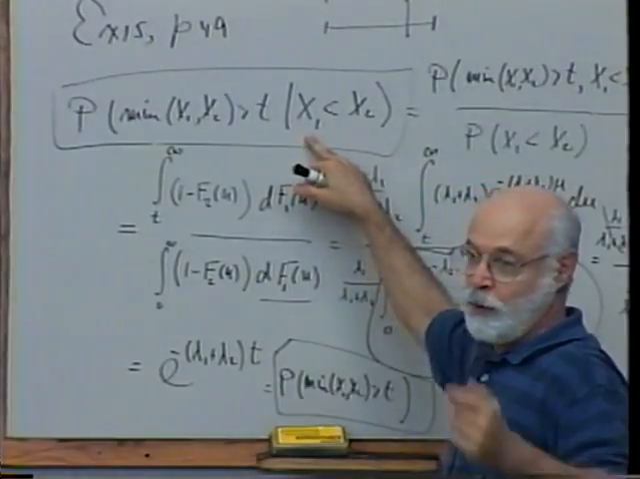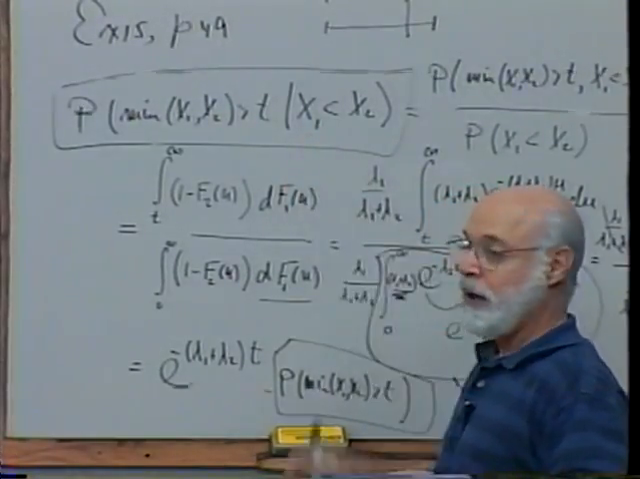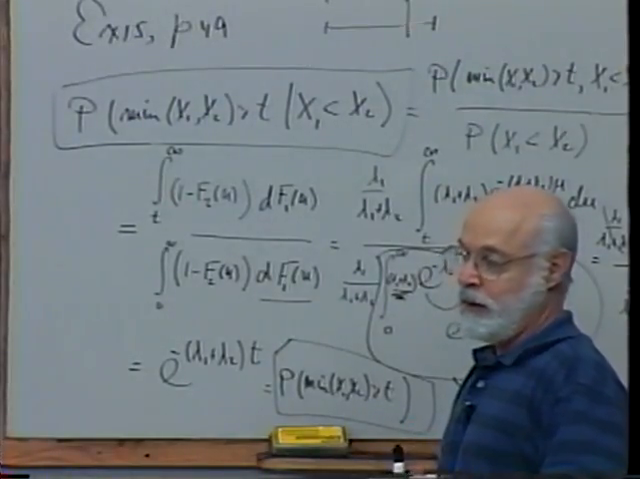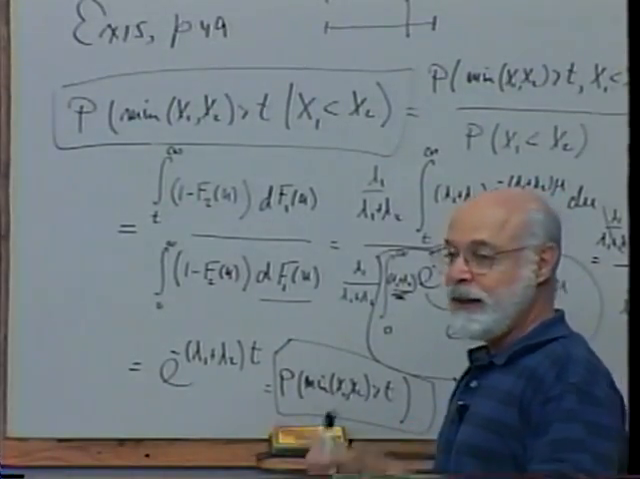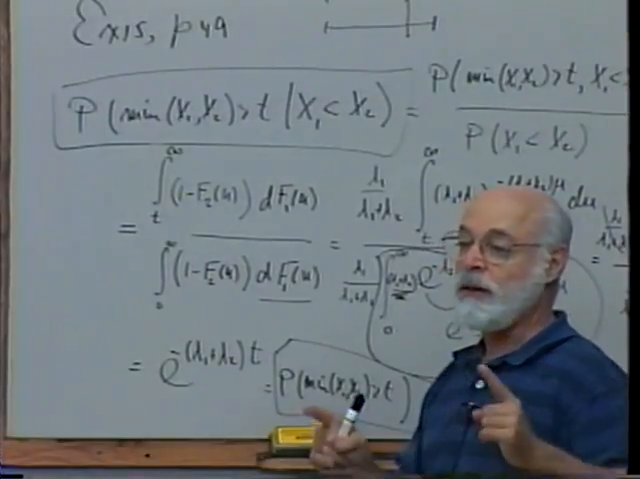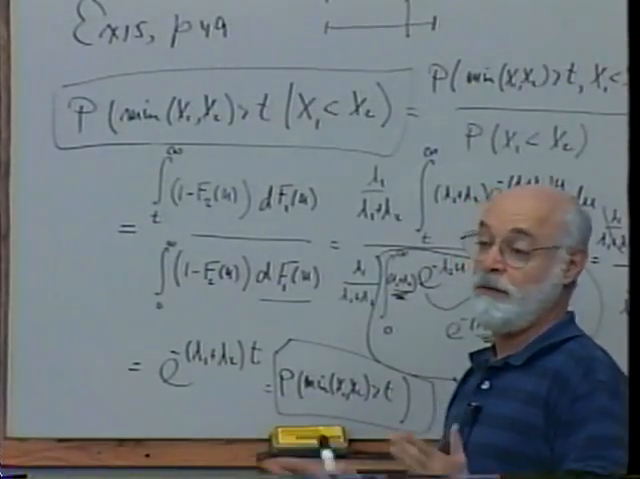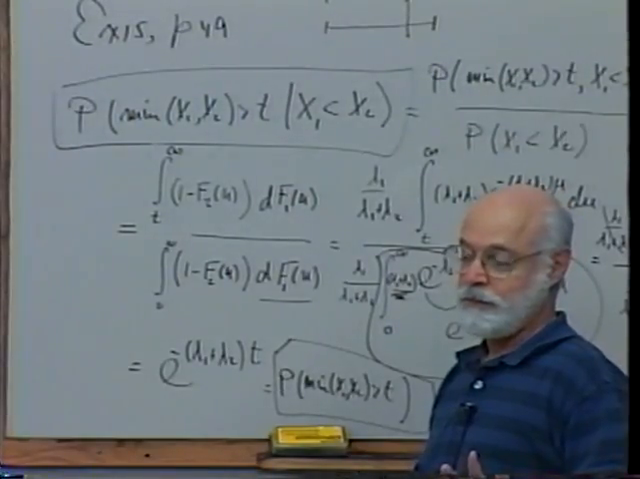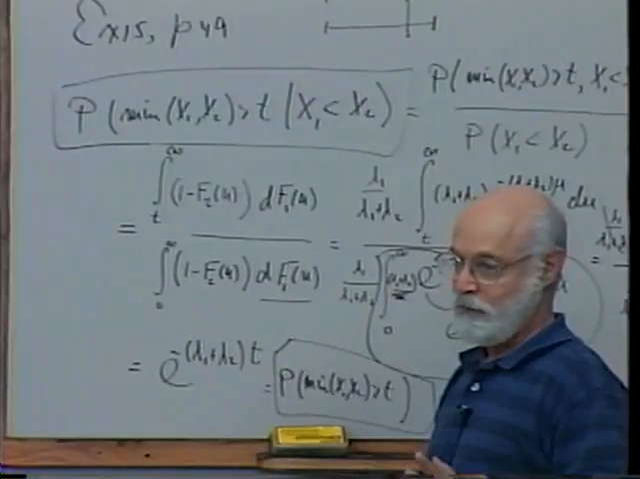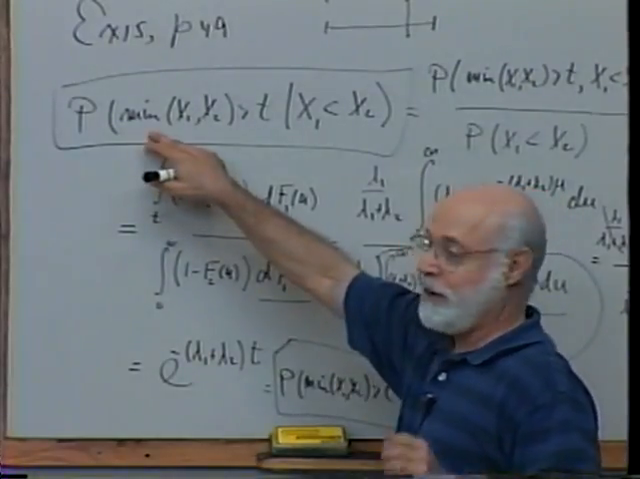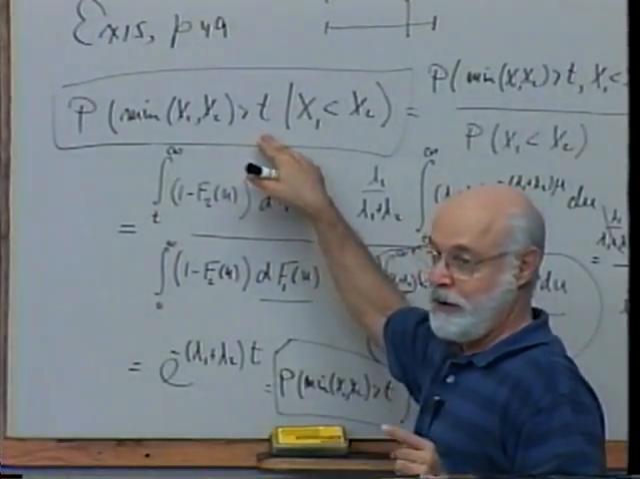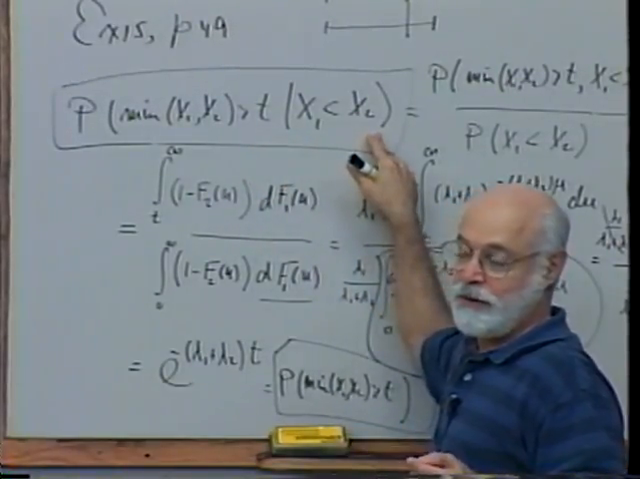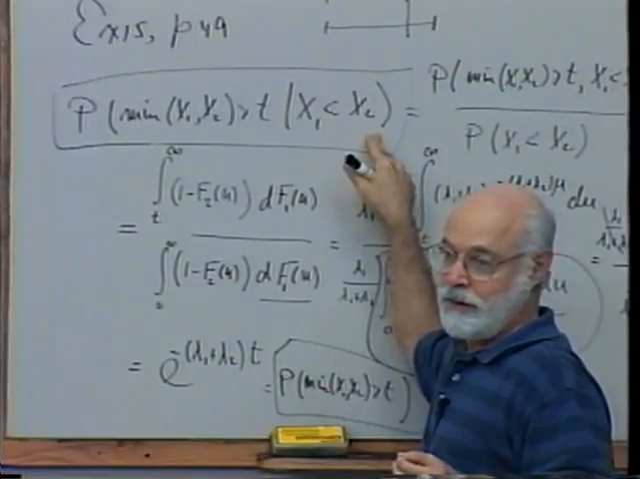In other words, what I'm saying is that if there's a race between two exponentials, then the identity of the winner of the race and the length of the race are independent of each other. OK? I want to know the probability that the race lasts longer than t if I tell you who won and who lost.